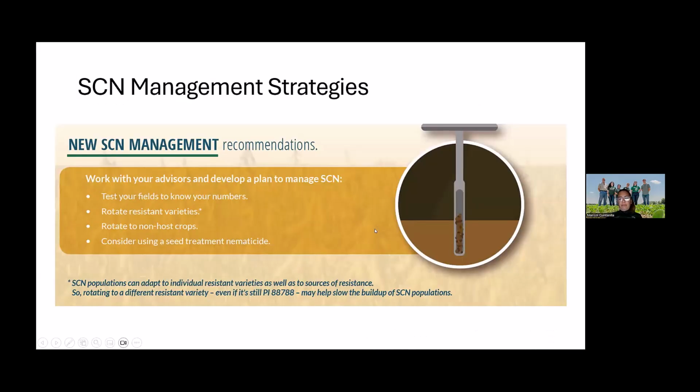So some important management practices for soybean cyst nematode: test your field and know your numbers. Submit the samples to the plant diagnostic lab. Rotate resistant varieties and sources of resistance. Rotate with non-hosts such as corn, wheat, and cucumbers or whatever. Consider using a seed treatment nematicide.